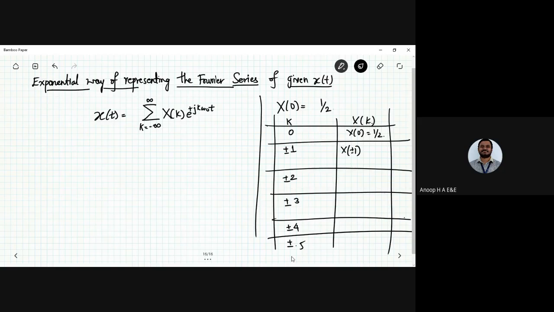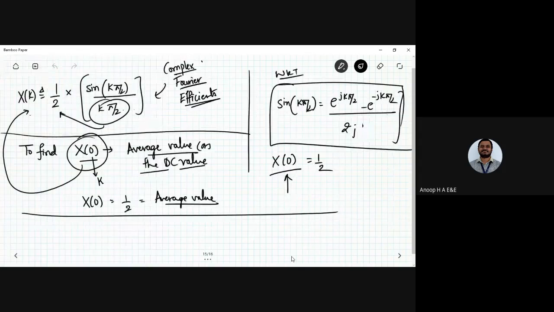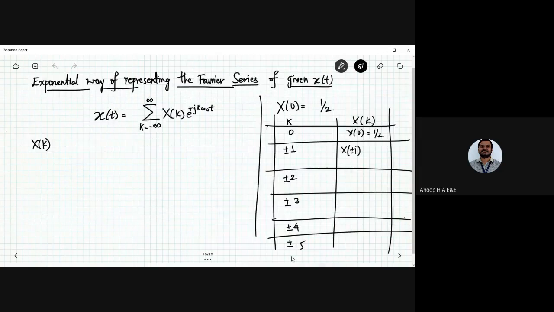So you are going to check for plus or minus 2. Use x of k for plus or minus 1, plus or minus 2, use this value. How are we going to write it? That is 1 by 2 into sine k pi by 2 divided by k pi by 2. So 1 by 2 into sine k pi by 2 divided by k pi by 2. So that is x of 1.